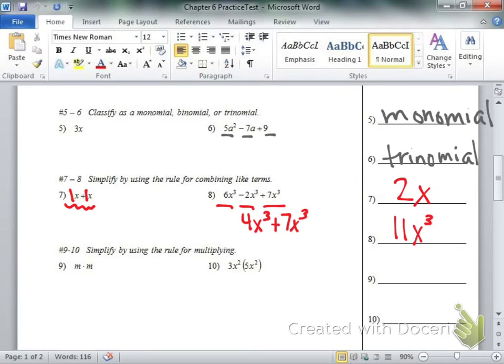Alright, so that's the like terms section. Remember, when you're combining like terms, same variable, same exponent, with plus signs or minus signs in the middle, and you just add or subtract the numbers in the front. You do not change the variable, you do not change the exponent.